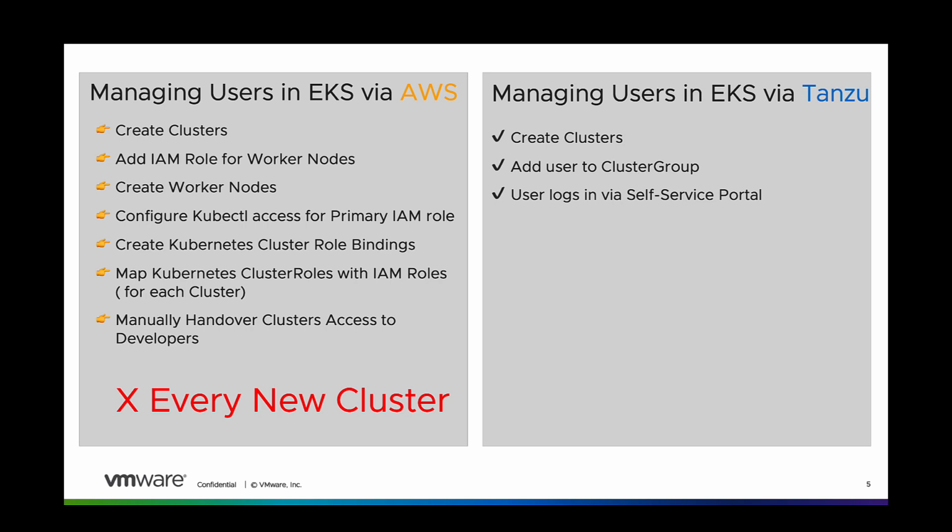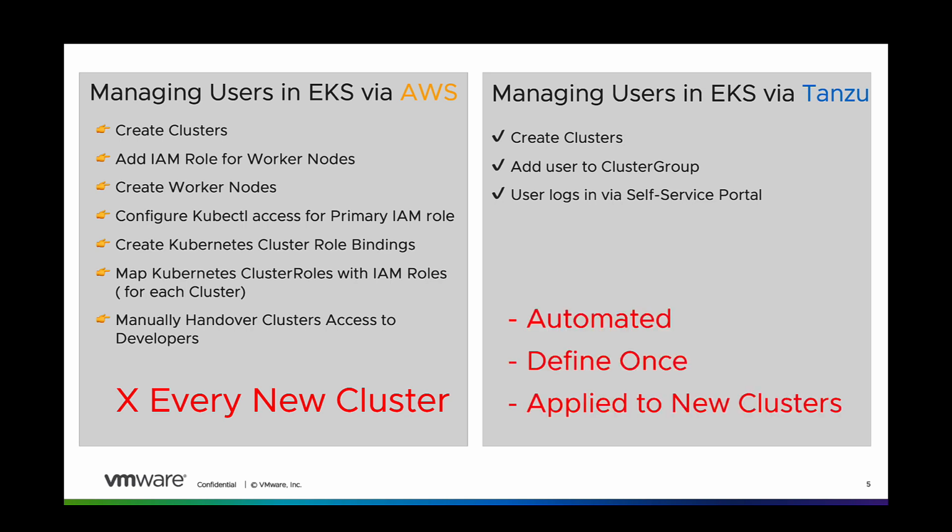Also, you have to do this for every cluster that gets created within AWS, whereas with Tanzu, you can define roles and access policies once and they get applied to every cluster that gets created. And also, everything from the cluster provisioning perspective is already automated.